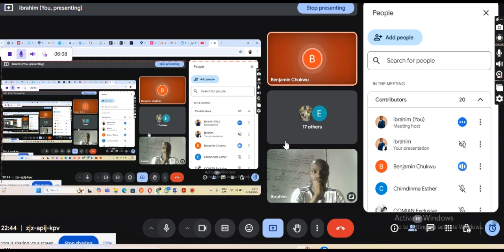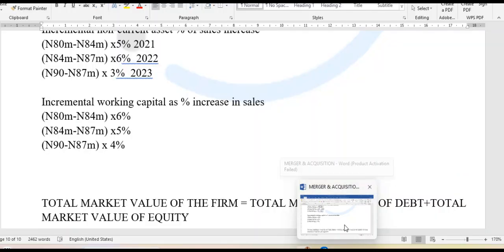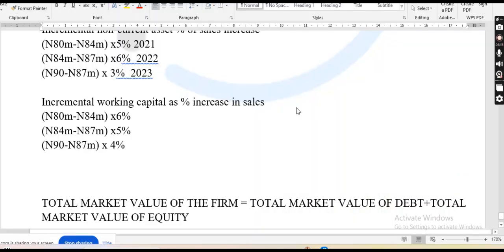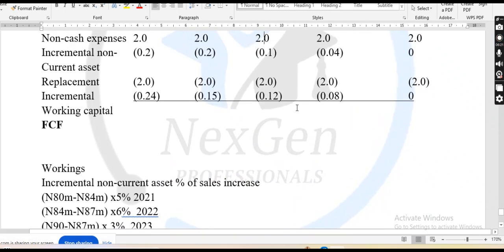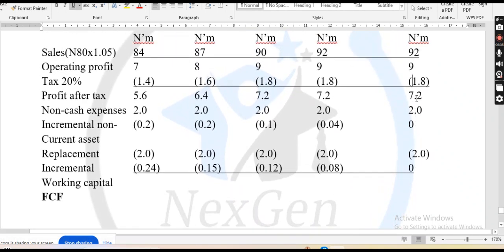My question is on the last figure under incremental non-current assets. The question says from 2025 till infinity, it's a 0% increase, right? So I discovered that under the operating profit side, we repeated the figure of 2024 for 2025. But when we came to incremental non-current assets, I was expecting that 0.04 to be repeated, but we wrote 0%. So why? What is the percentage?